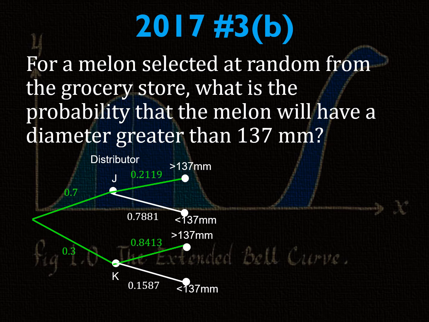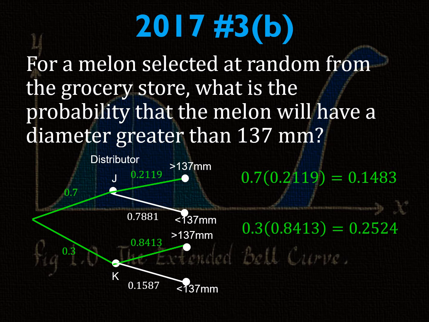Now you want to look at the outcomes where the melons have a diameter greater than 137. So you're going to multiply 0.7 times 0.2119, those are the melons from J, and then 0.3 times 0.8413, those are the melons from K. And you're going to add up these two probabilities to get a total probability of 0.4007. So of the 4 outcomes, 2 of them end up with melons wider than 137 millimeters diameter. You want to take each of those events, multiply the probabilities along the tree diagram, and add them up.